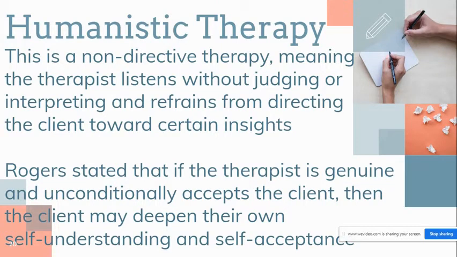He stated that if the therapist is genuine and unconditionally accepts the person, then that person's going to have a deeper connection with them. And if they have a deeper connection with the therapist, that's going to allow them to have more self-understanding, more self-acceptance. So if you can make a really good relationship with your patient, then they're going to heal more because they get a lot from their relationship with you. And that in turn helps them with themselves. That was his theory.